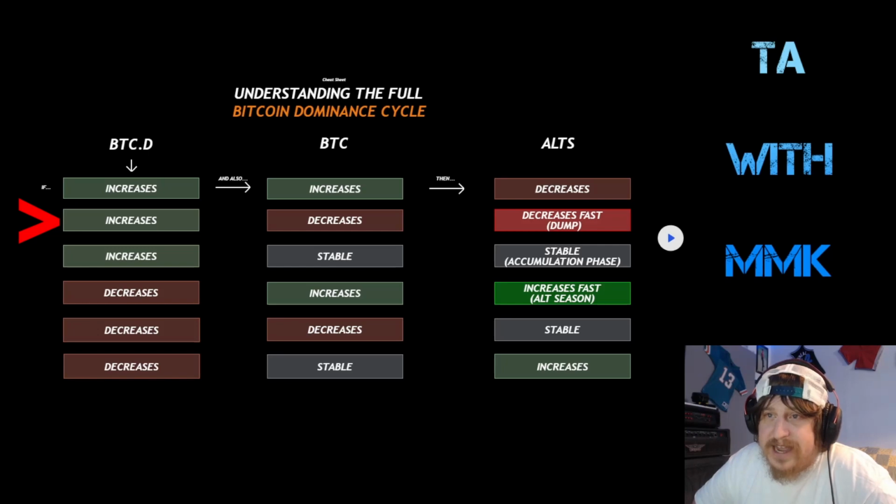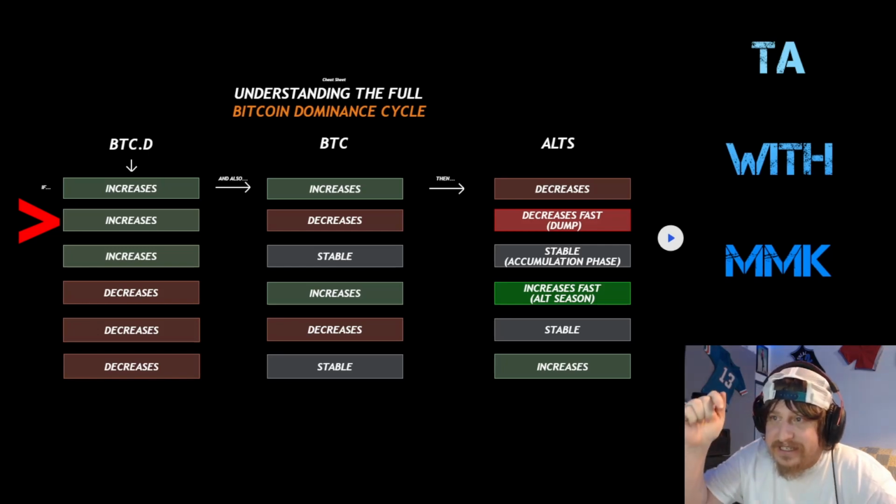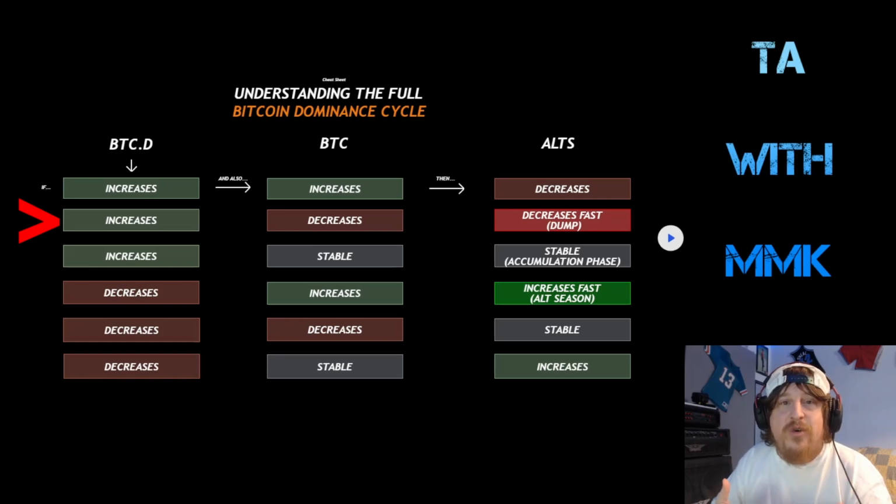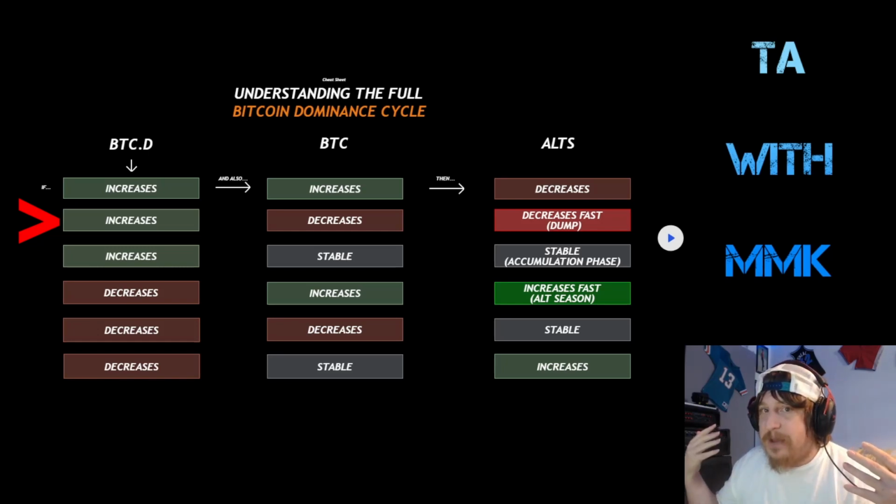Now on the next one down, where it shows Bitcoin dominance is increasing and Bitcoin itself is decreasing, this is the worst case scenario in crypto. The end result is that the altcoins dump really fast. Why is that? In this scenario, it's just saying that people are selling their Bitcoin, but they're also selling their altcoins. They're just selling their altcoins at a faster pace. So overall, money is coming out of the market. People are selling off their crypto.